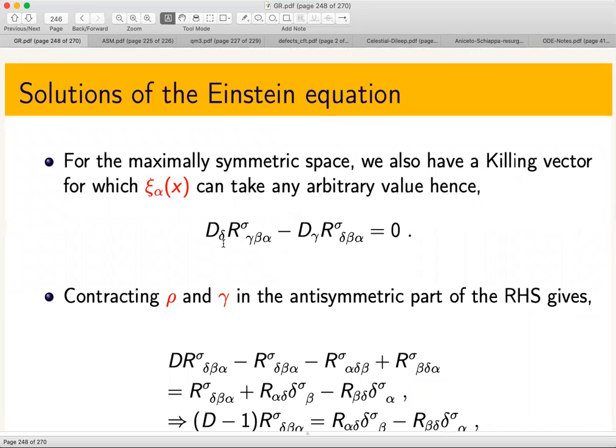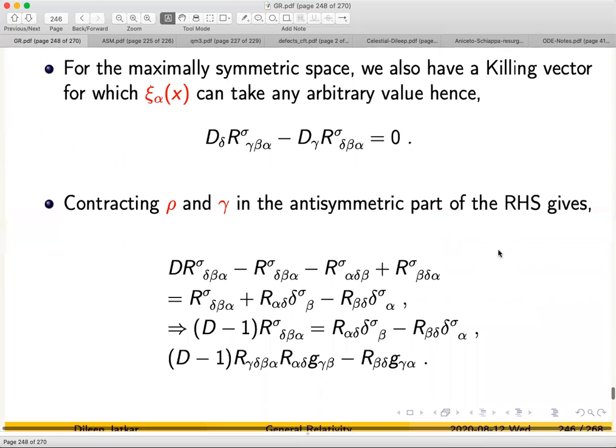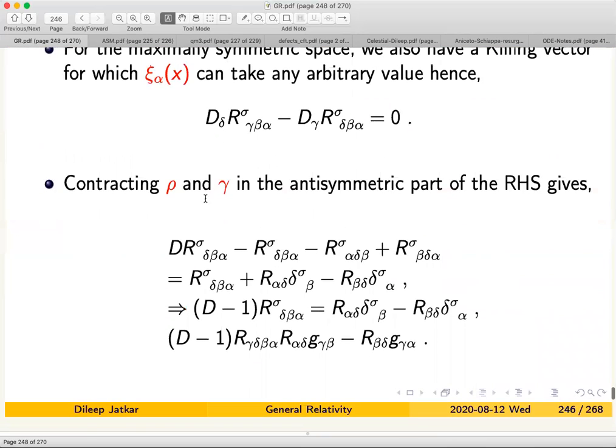So we will set this equal to 0 because we are looking at a different Killing vector for the space. Again, we can do the same kind of contraction.